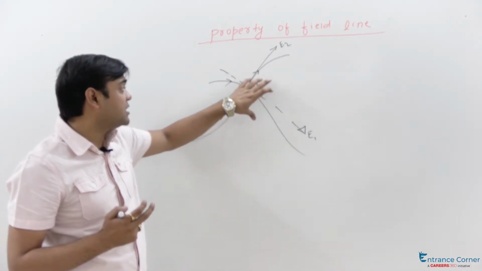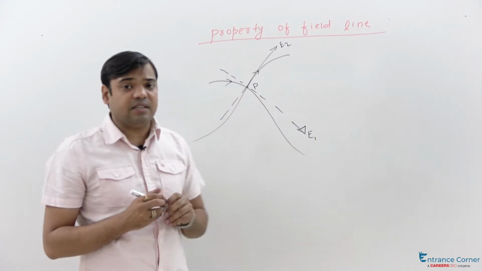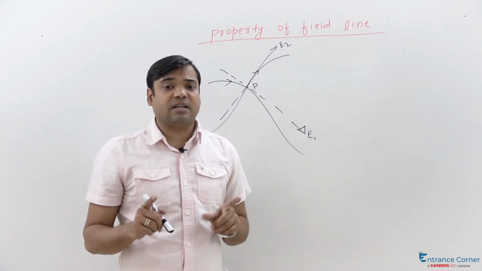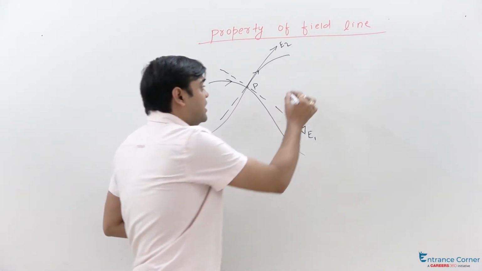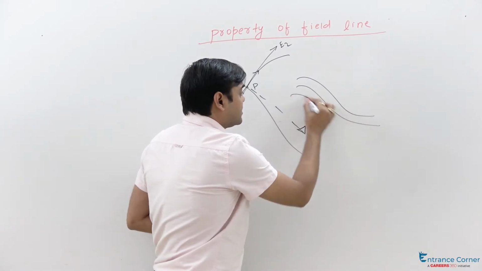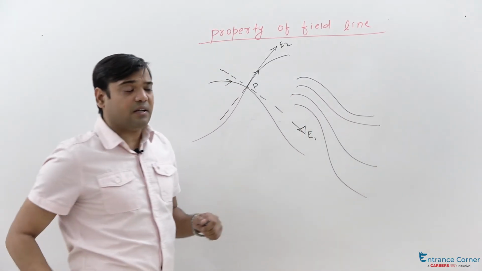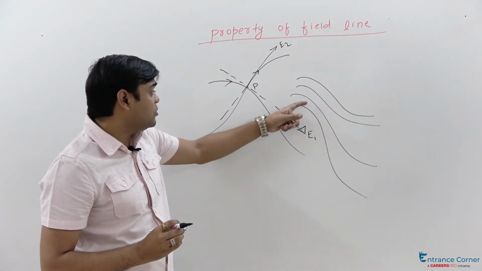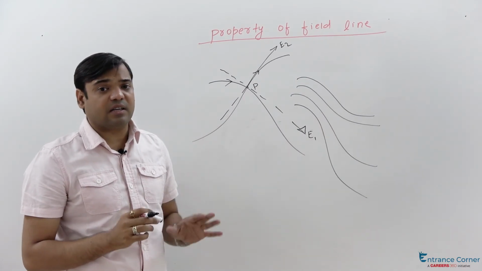So we can simply say that electric field lines can never intersect each other. Electric field lines can be like this, can be like any other shape, but any two lines can never intersect each other.